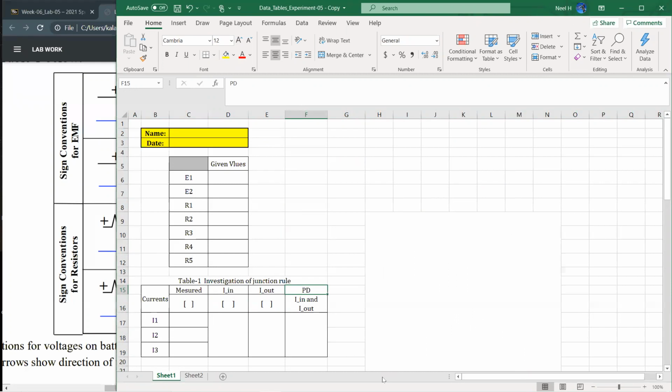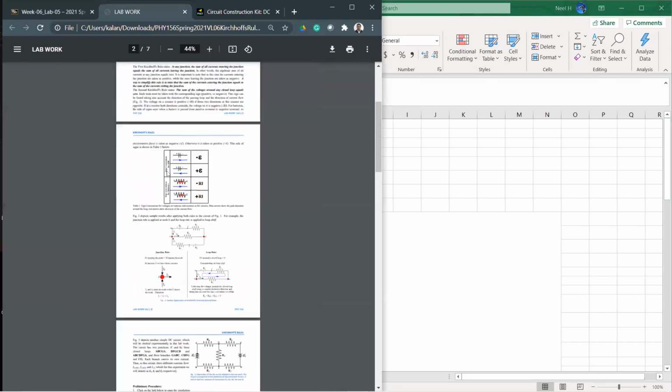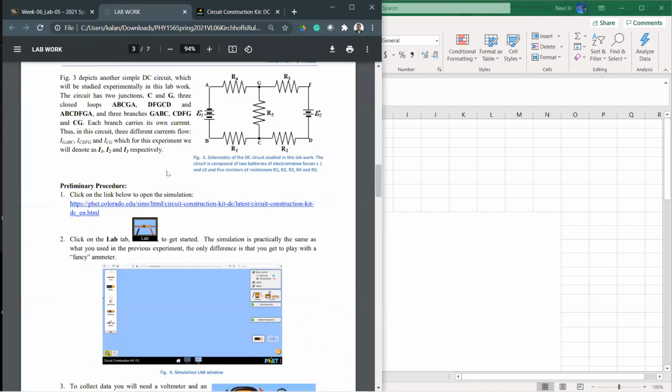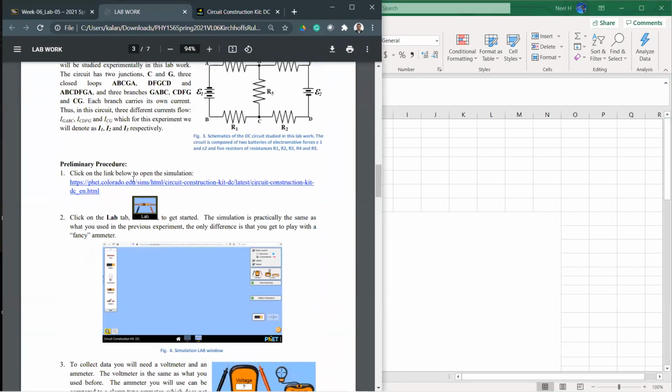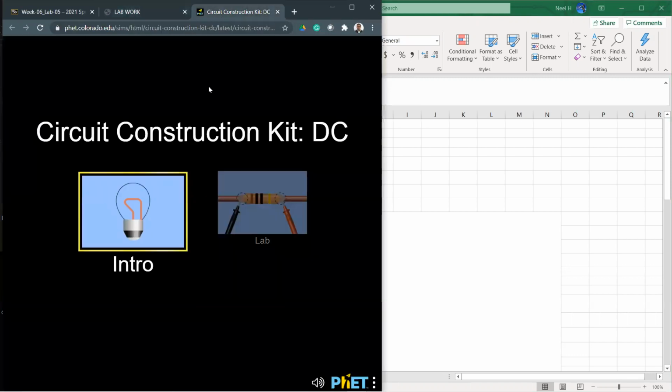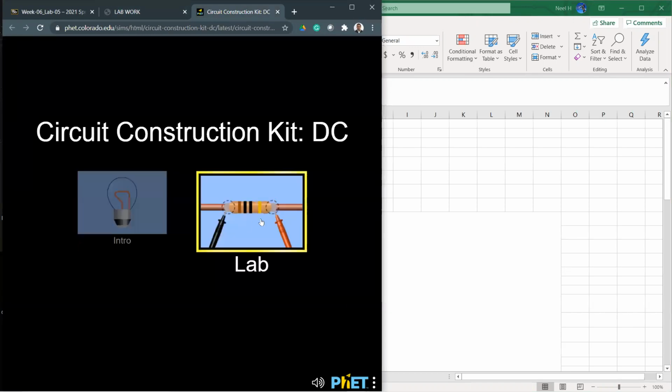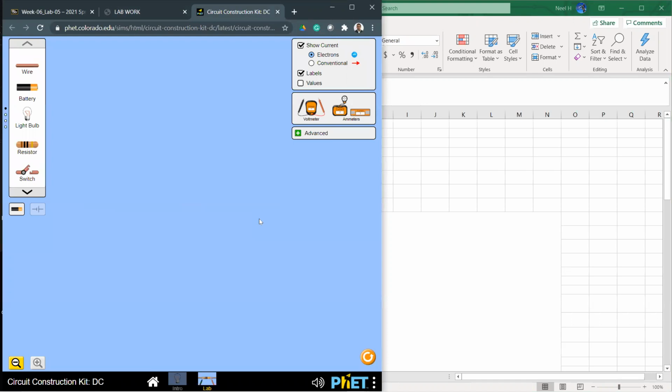You can click the simulator link. I think that should be on page number 3, right here in the middle part. It's the same simulator we have used many times now. I think everybody is familiar with this now. Just double click on the lab option. There are two options on that simulator. Okay, use the lab option.